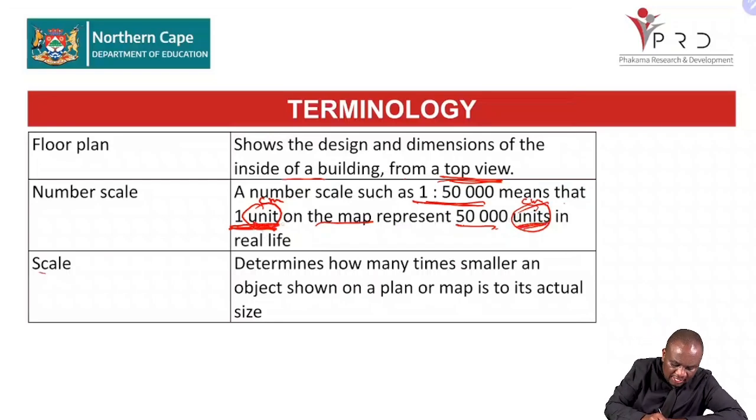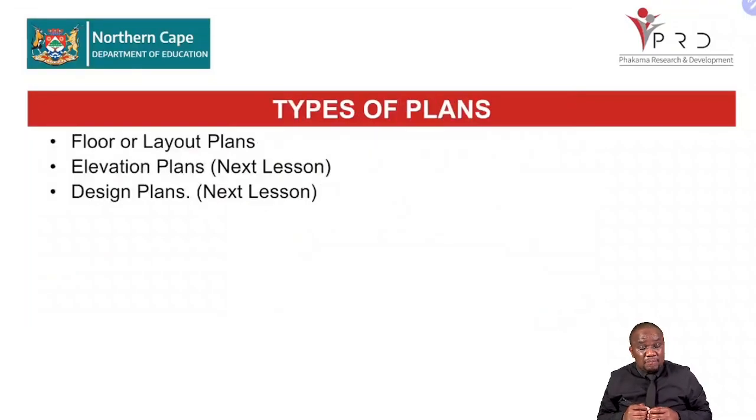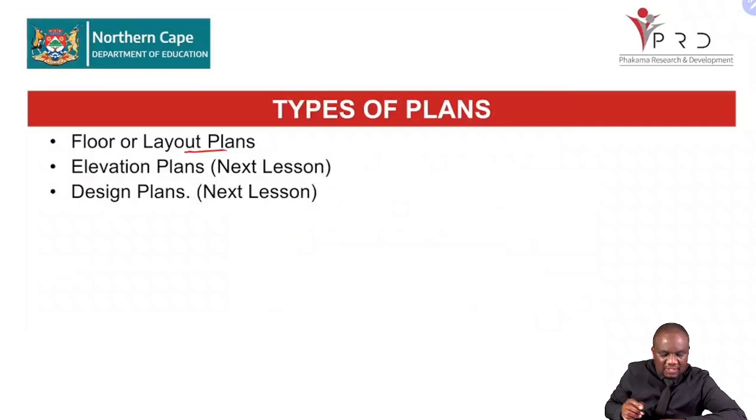Okay, then the scale determines how many times smaller an object shown on the plan or map is compared to its actual size. So this is terminology that you must remember, grade 12s. And then floor or layout plans, these are the types of plans. And then elevation plans, and then design plans. Okay, all right.